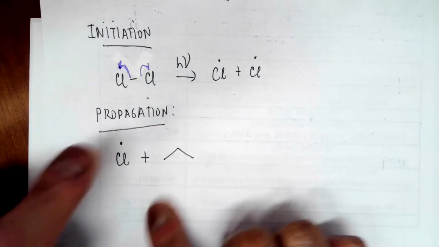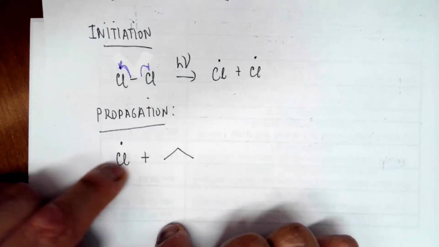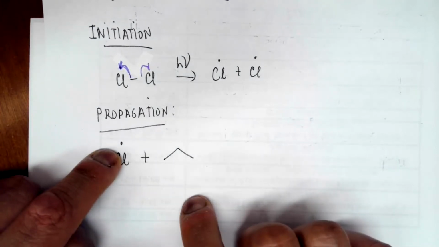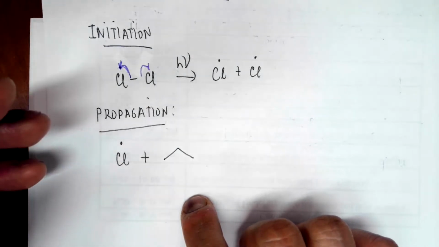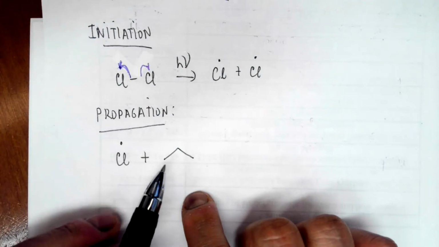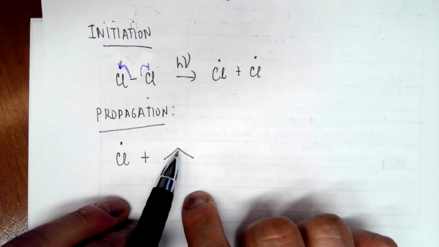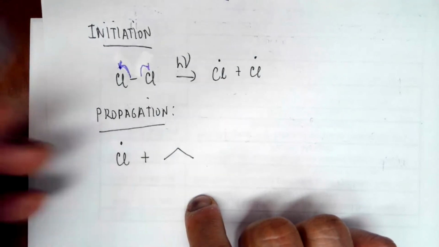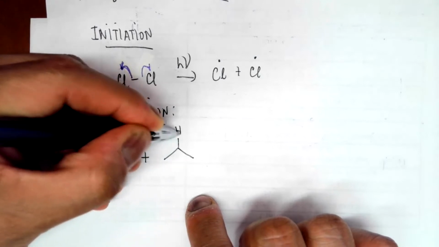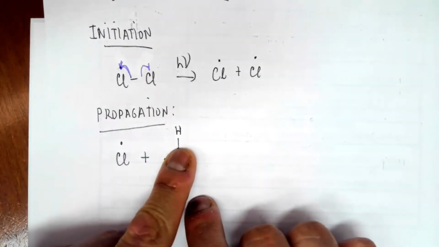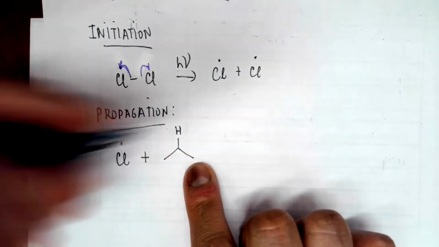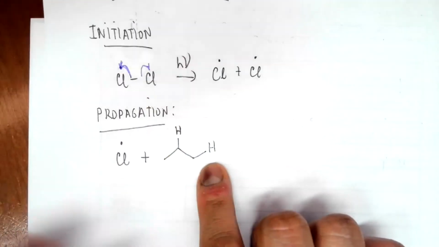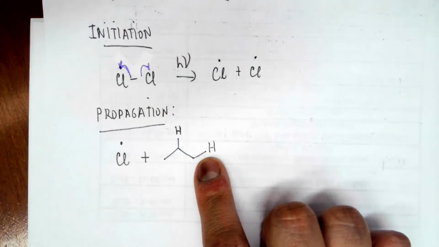Now, which bond is going to be attacked or broken by the chlorine radical? We said that the chlorine radical will always look for the weakest bond to break. In this case, this is a primary CH, secondary CH, primary CH. Of course, it's going to break the secondary CH, because that will create the most stable radical. Can it also break the primary CH? Yes, it can.